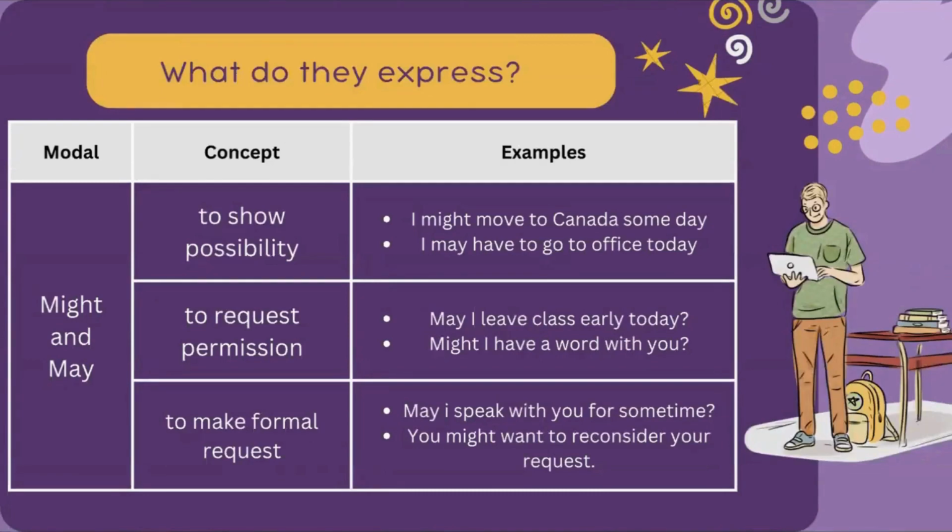Next modal auxiliaries are may and might. They are used to show possibility. For example, I might move to Canada someday. Or I may have to go to office today. They are used to request permission. For example, may I leave class early today? Or might I have a word with you? They are also used to make formal requests such as, may I speak with you for some time? Or you might want to reconsider your request.